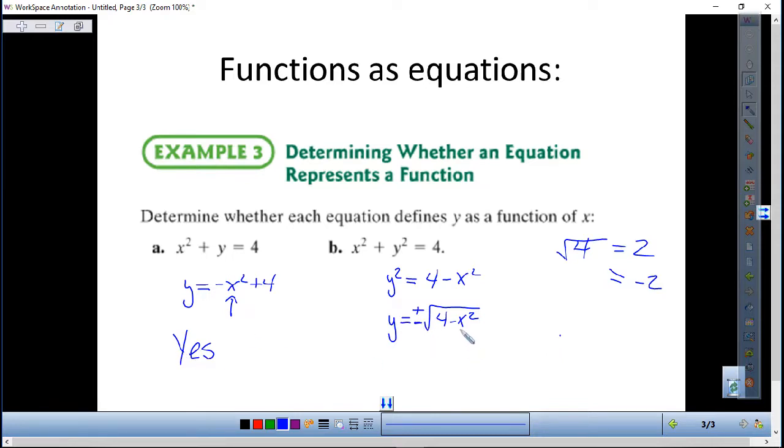Now, look at this. For a given value of x, let's say x is 0. If x is 0, we're going to have plus or minus the square root of 4 minus 0, which is going to be plus or minus the square root of 4, which is equal to plus or minus 2. Well, remember, when we're looking at that, that literally means positive 2 and negative 2. It's two different answers. Don't look at this and think of it as one number. It's two numbers. It's a positive 2 and a negative 2. So right there we know that this relation is not a function because for one x value that I plugged in, I can get two values of y. So this is a big no.